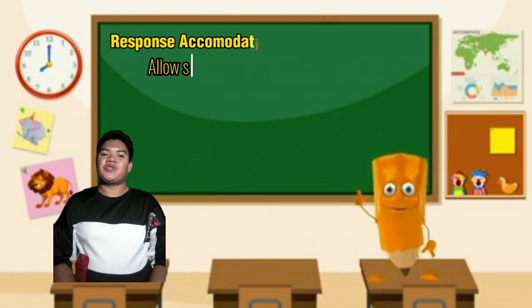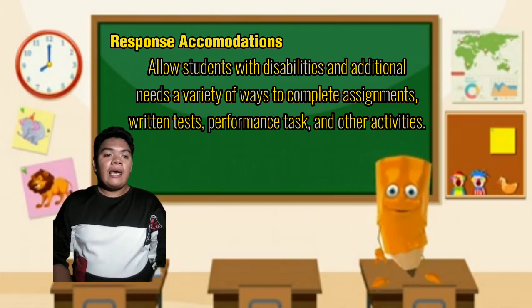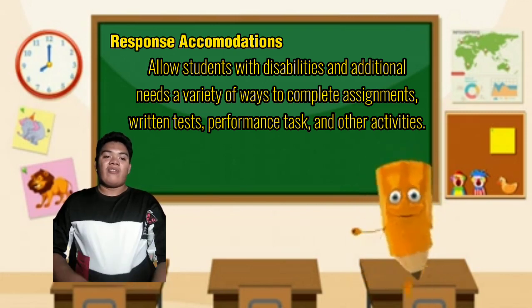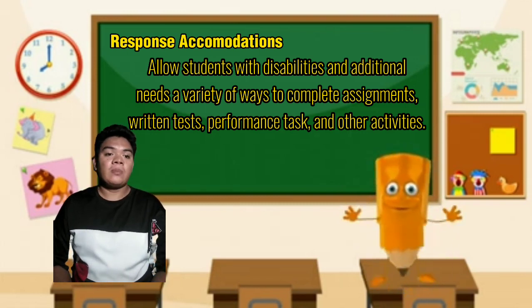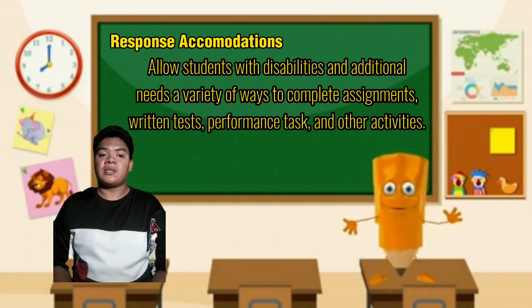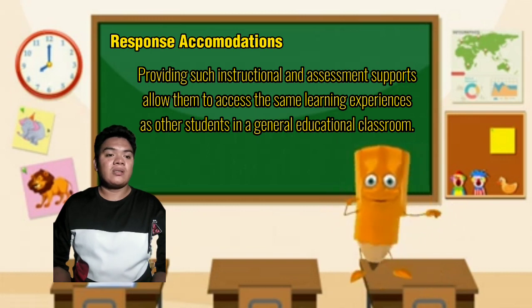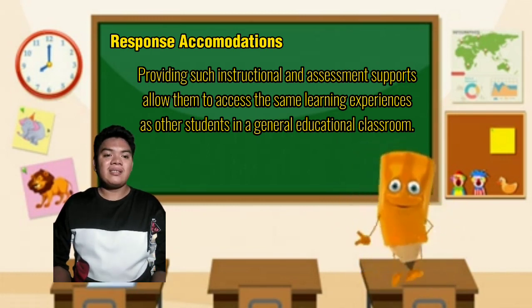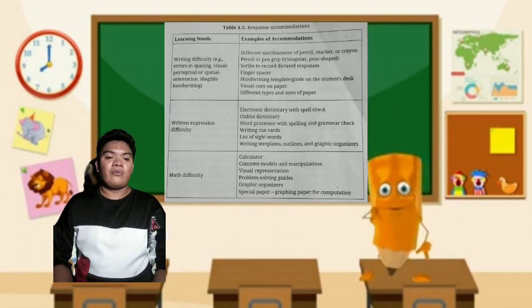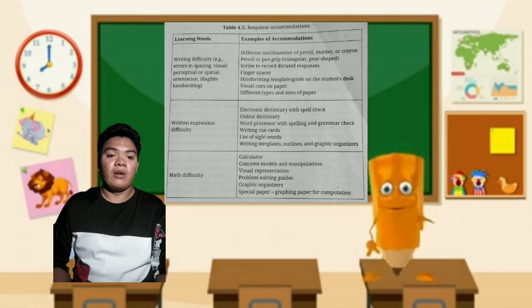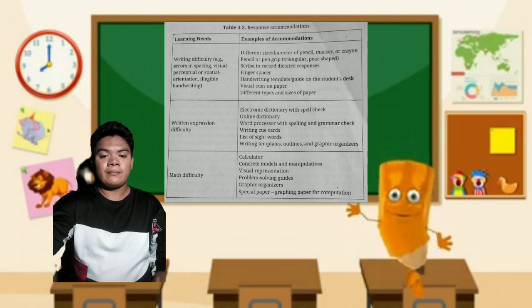And next, we have the response accommodation. Response accommodation allows students with disabilities and additional needs a variety of ways to complete assignments, written tasks, performance tasks, and other activities. Providing such instructional and assessment support allows them to access the same learning experience as other students in a general education classroom. I have here the summary example of response accommodation for students with disabilities and additional needs.